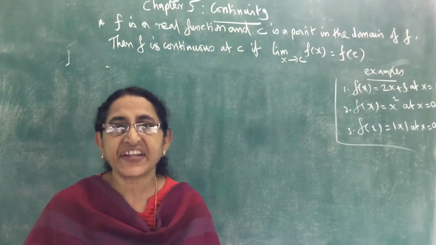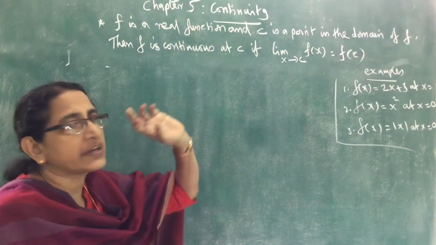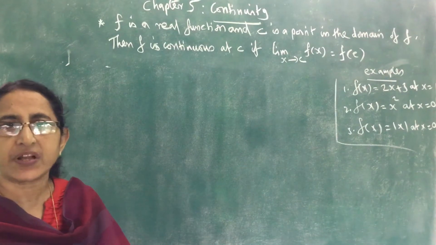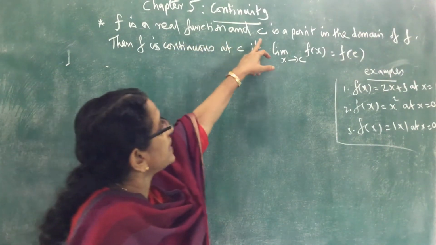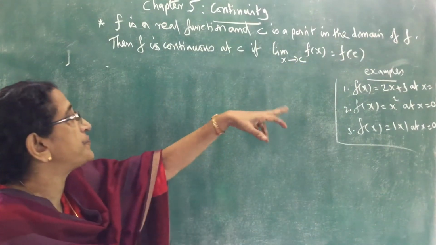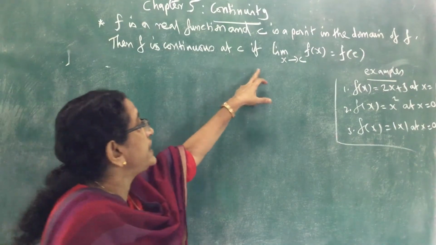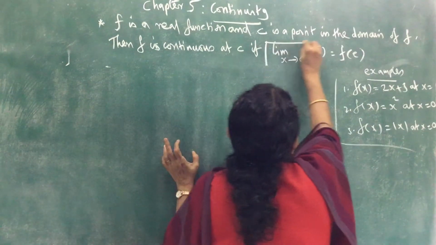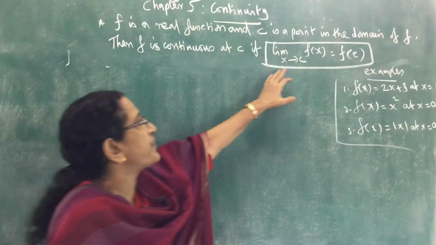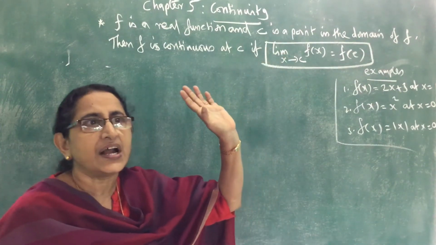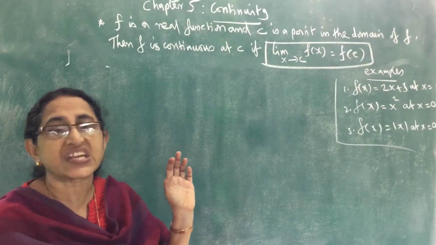Chapter 5, Continuity. A function f, a real function. Real function means the value of the function will be a real number and the domain is also real numbers. Then c is a point in the domain of f. Then f is continuous at x equal to c if limit x tends to c, f of x equals f of c. So if this condition is satisfied by the function f of x, then that function is said to be continuous at the point x equal to c.